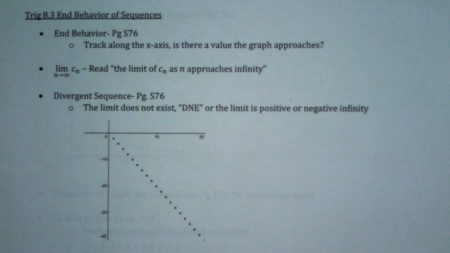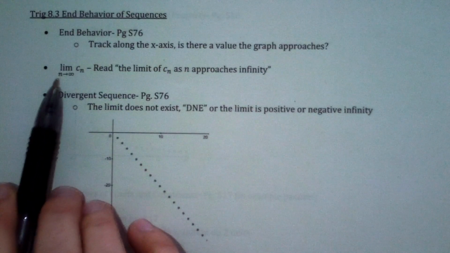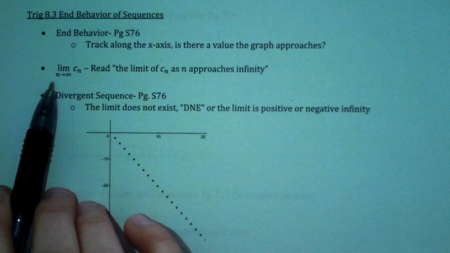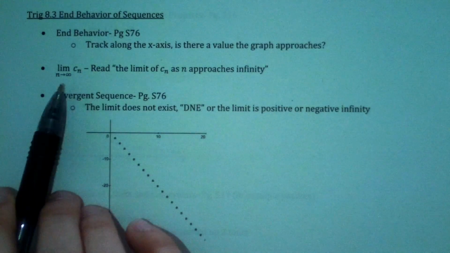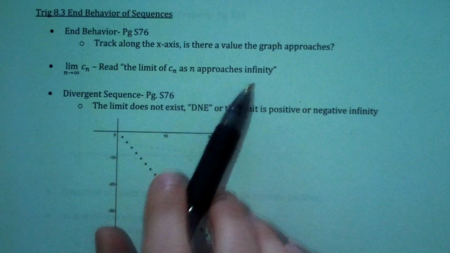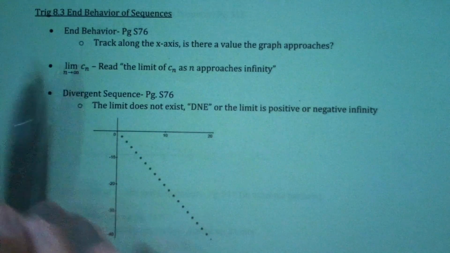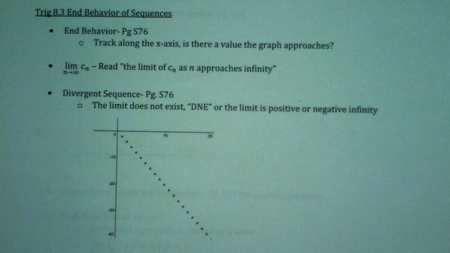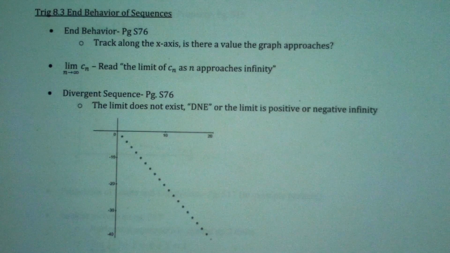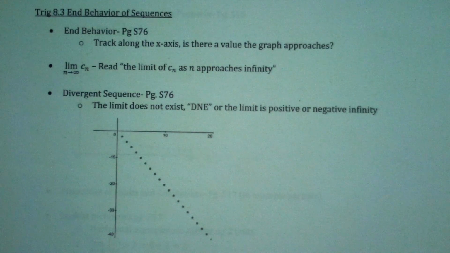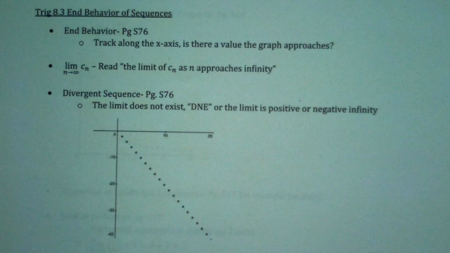For limits, they just put it as limit, and then underneath it tells you what value you're trying to approach. So here, it's the limit of c sub n as n approaches infinity. That basically just tells you what number you're trying to go to, okay? For now, from what I can tell, we're only going to infinity. There are situations where you'll go to negative infinity. So negative infinity, instead of going as far as you can to the right, would be all the way as far as you can to the left.